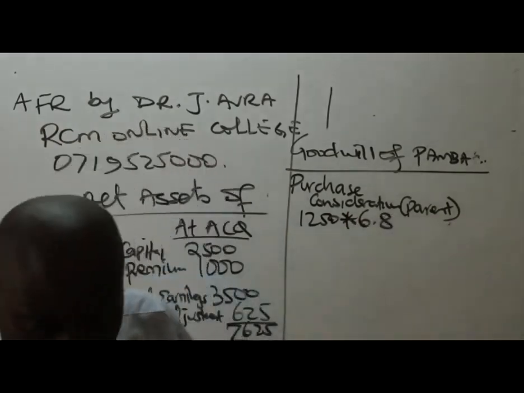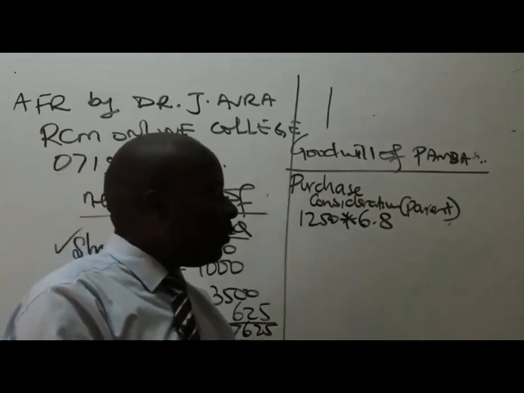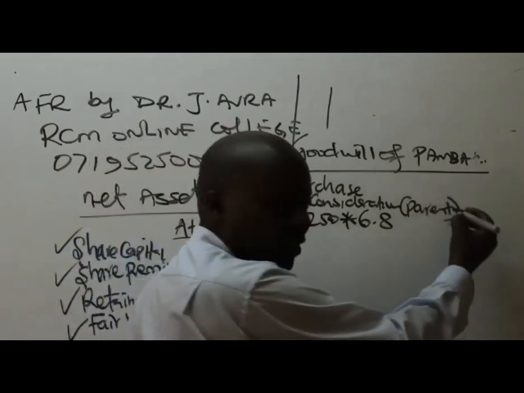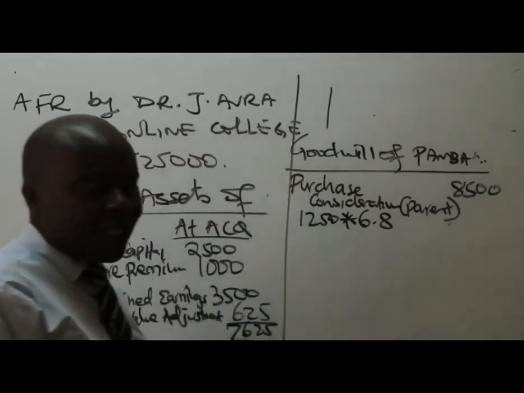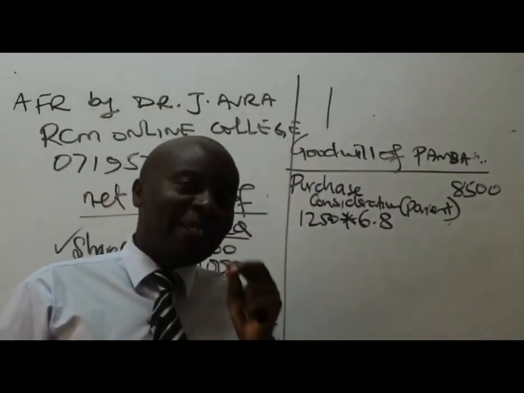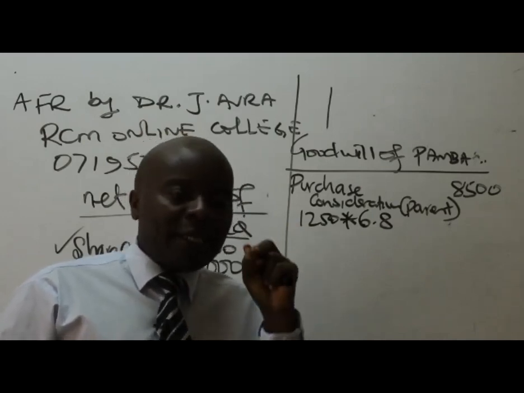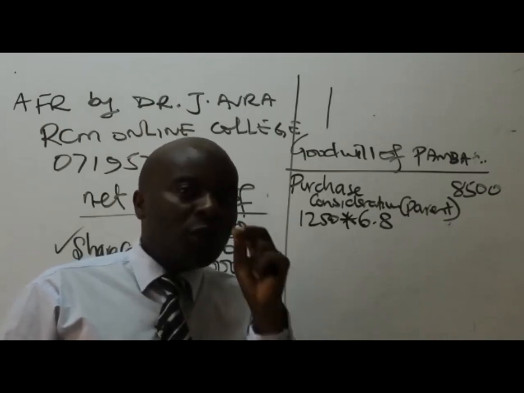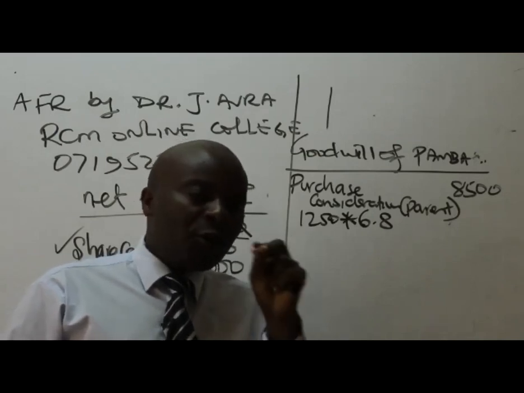So then what was the purchase consideration? So then this will be 1,250 times 6.8, which will end up giving us 8,500. So the purchase consideration is 8,500 there. Remember, this is the consideration given by the parent to acquire 80%. They never bought 100% of PAMBA. They only bought 80%, meaning that there is somebody who is holding this 20%. And this person holding this 20% is referred to as a non-controlling investor, a non-controlling interest.